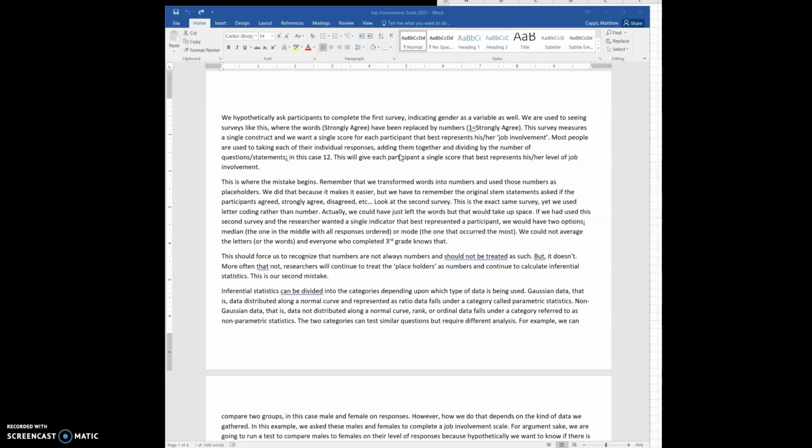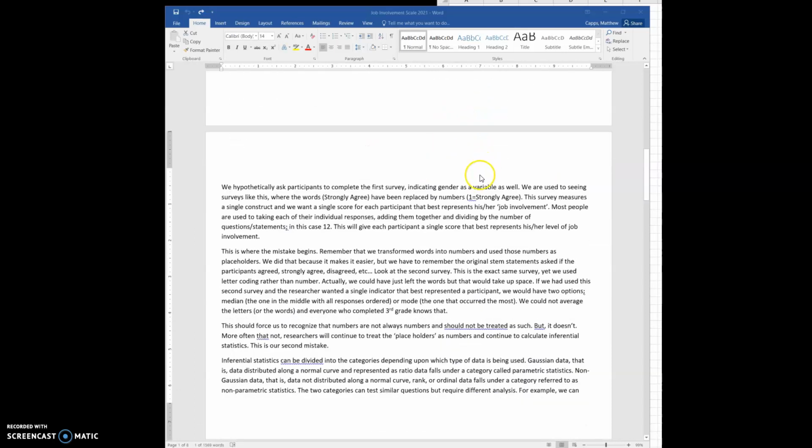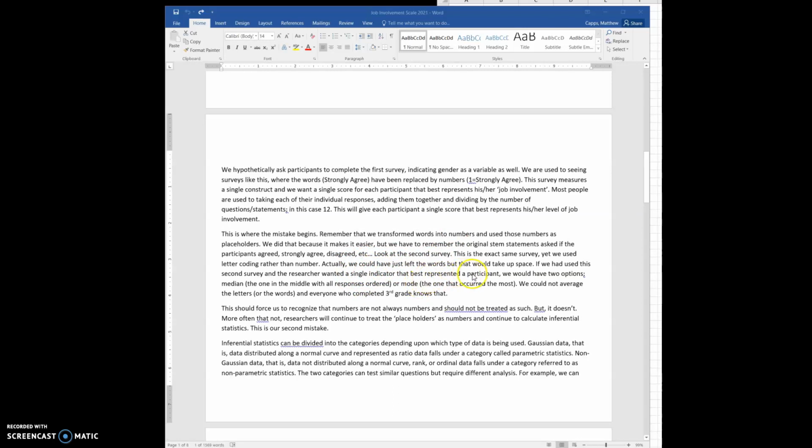We use those numbers as placeholders. And we did that because it makes it easier to look at the information and people are more comfortable with the numbers. If you look at the survey, it's exactly the same thing. We just left the letters in there. And those letters are just the words that were left. When we took them out, we just replaced them with the letters because the words take up too much space.